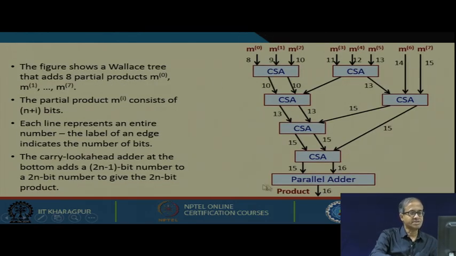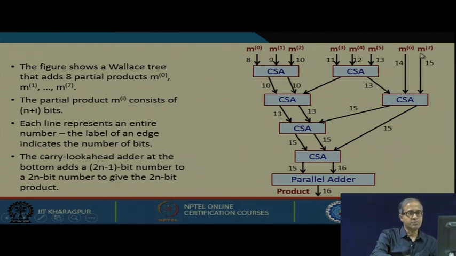So this is one Wallace tree example that I am showing, which is adding 8 partial products M0, M1 up to M7. Suppose we are doing 8 by 8 multiplication. So the final result should be 16 bits. These numbers beside these edges indicate the number of bits that are being generated here.